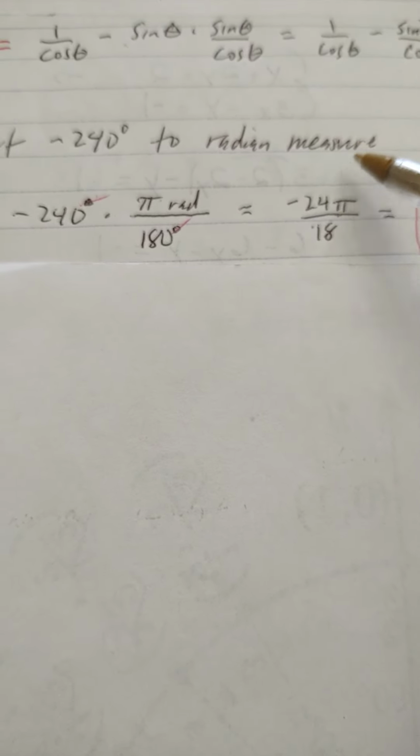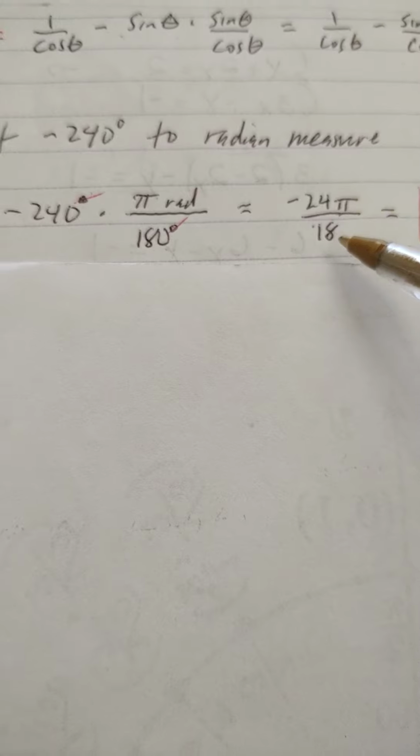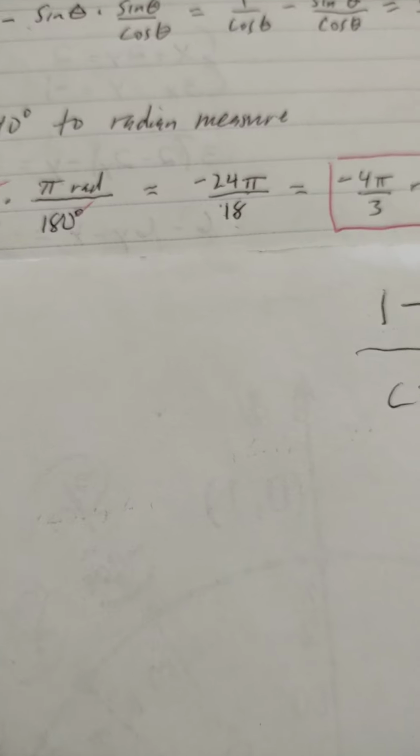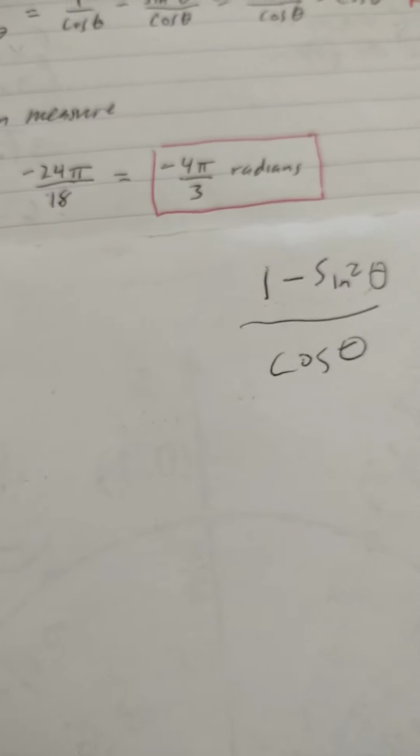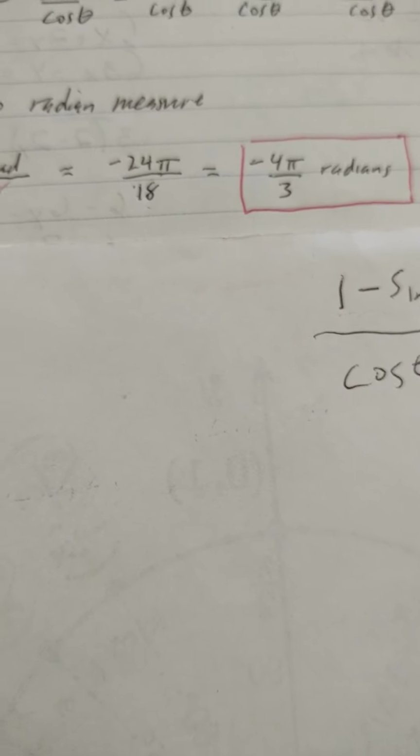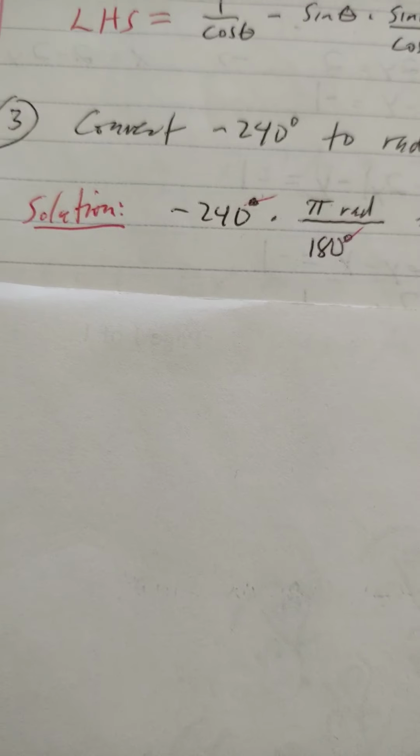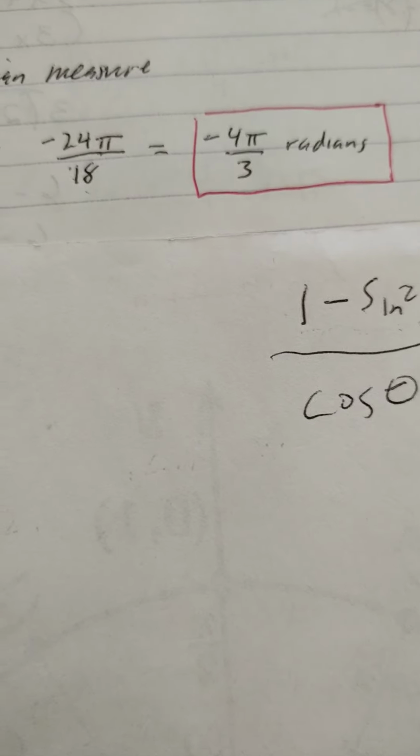I wrote negative 240 degrees times that another name for 1, pi radians over 180 degrees, because pi radians is 180 degrees. And now the degrees cancel, which is what we want, because we ultimately want radian measure, no degrees. Then I canceled the zeros in division, so I've got negative 24 pi over 18, and 6 goes into 24 and 18, so when you divide them each by 6, you get negative 4 pi over 3 radians. Done. That's the same angle as the minus 240 degrees. Don't forget to write that minus sign. If your degree angle is negative, then the radian measure will be negative.